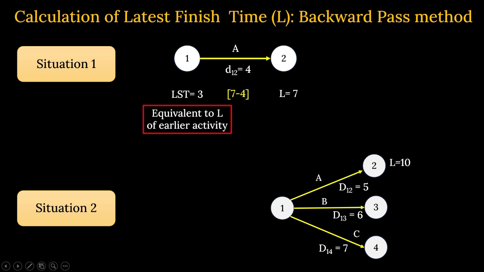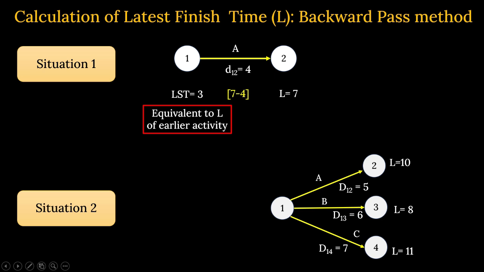Now we are concerned about the latest finish time. The latest finish time of A is 10, of B is 8, and of C is 11. We have to find out the latest start time at this point, node number 1.